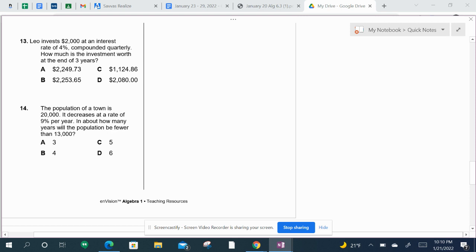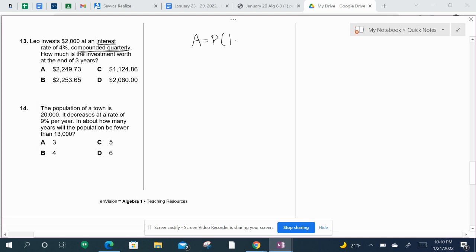Number 13 says Leo invests $2,000 at an interest rate of 4% compounded quarterly. How much is the investment worth at the end of 3 years? I see a couple of keywords. I see interest, I see compounded quarterly, and I'm talking about money. So I know I'm using that specific formula for compound interest.